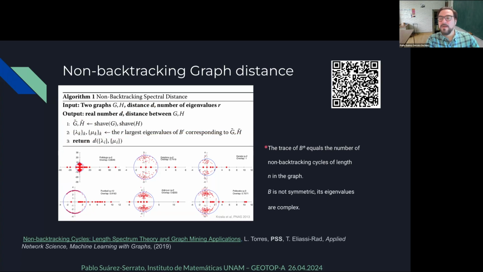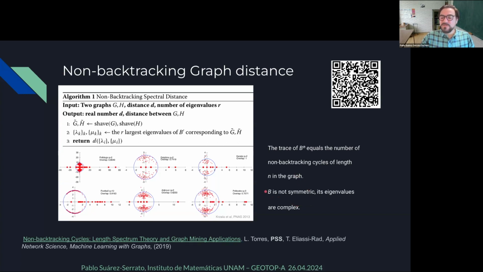Now, why is this an interesting distance to consider topologically? Because the trace of B to the n actually equals the number of non-backtracking cycles of length n in the graph. So this is giving us some sort of information in the homotopy classes of loops in the graph that have length n, that is not available with other methods like topological data analysis that uses persistent homology, that only tells you whether there exists a class. And here we're actually being a bit more precise in terms of the metric properties of loops.